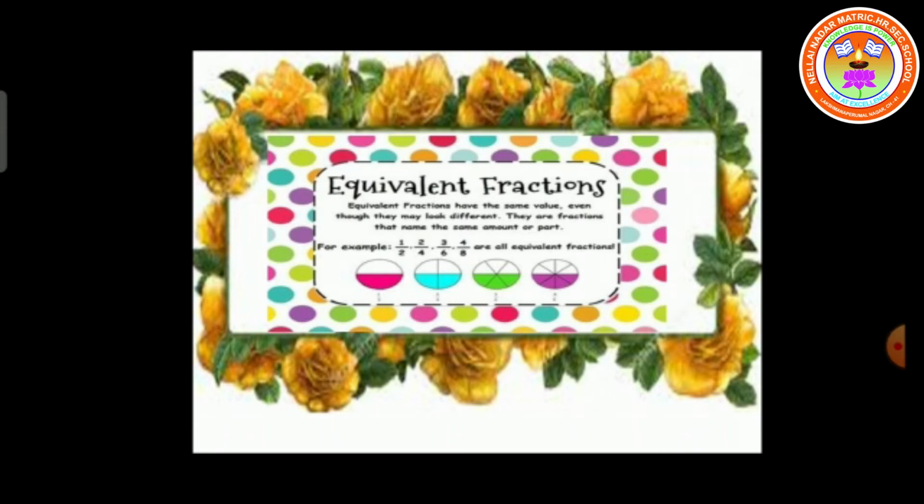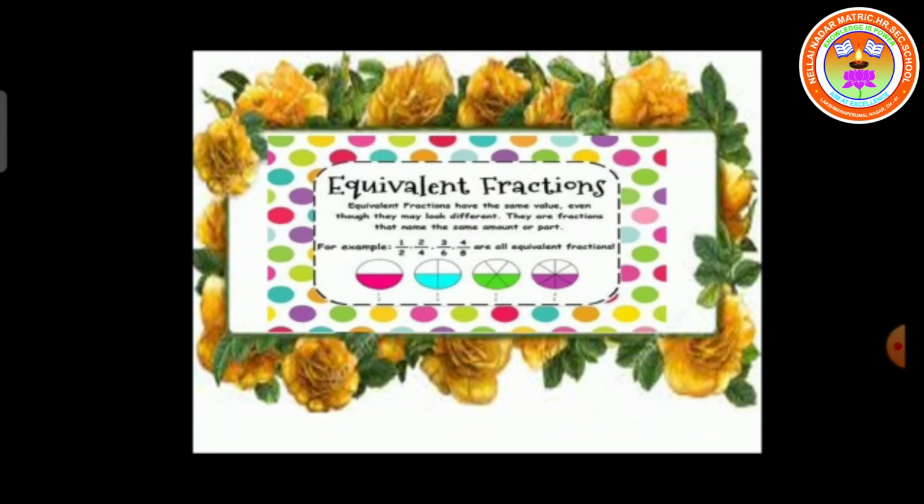There are fractions that name the same amount or a part. For example, 1 by 2, 2 by 4. Now I am saying it is equal. How? 1 by 2 is different, 2 by 4 is different. But now I am saying both the fractions are equal. Because if you cancel out 2 by 4, that is 2 ones are 2, 2 twos are 4, you will get the answer of 1 by 2.